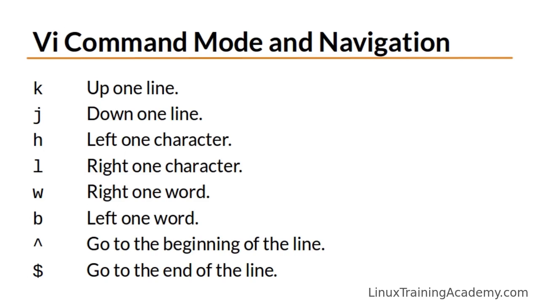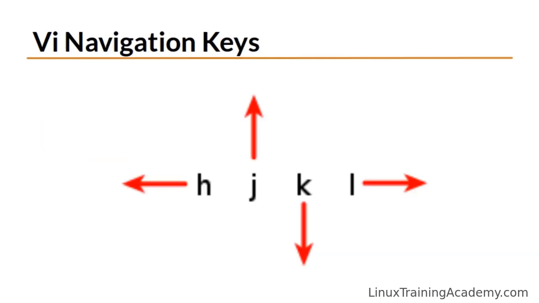Here are some of the commonly used key bindings for navigation in command mode. K goes up one line, J down, H left, L right one character. To move right one word, W; B moves back one word or left one word. The caret symbol takes you to the beginning of the line, while the dollar symbol takes you to the end of the line. This graphic shows how the H, J, K, and L keys act as the arrow keys in VI.